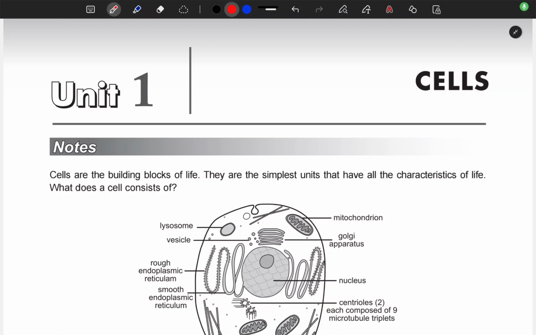Welcome to Unit 1. Under Unit 1, we are going to cover cells. Now, as we know, cells are the building blocks of life. Because of that, they are very simple. They are the simplest unit that has all the characteristics of life. All the characteristics of life that you know, these cells have. So in short, cells make up life.